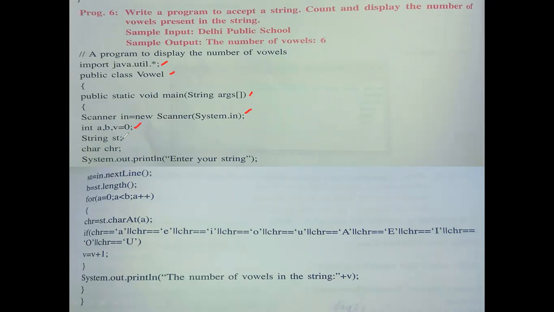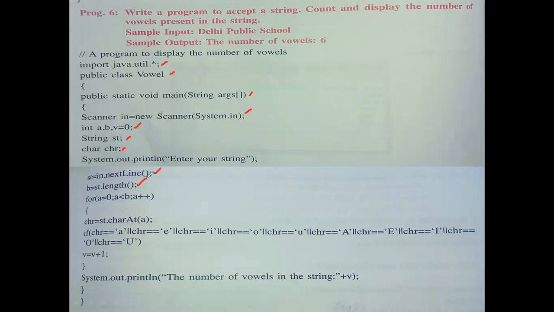As I said, see, string program means an integer variable is there, a string variable is there, a character variable is there, right? Yes, sir. Enter your string is a message, and we accept the string over here, right? Next line. Yes. See, like Delhi Public School, we accepted the string, 1 mark.